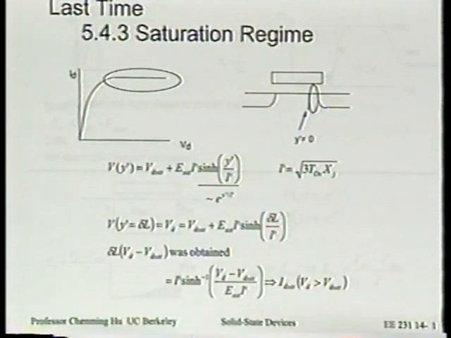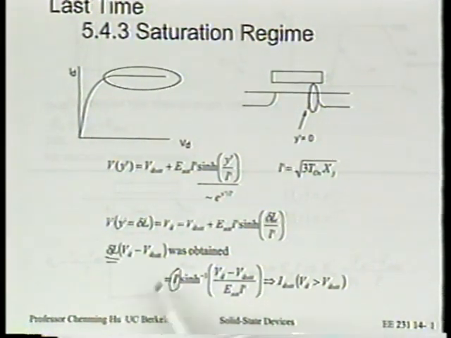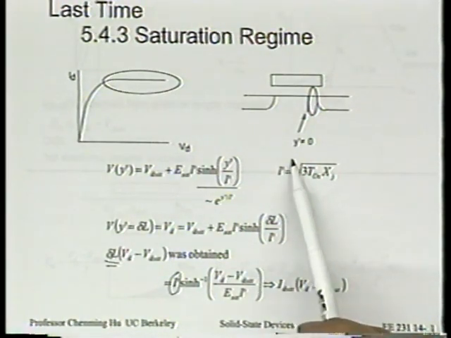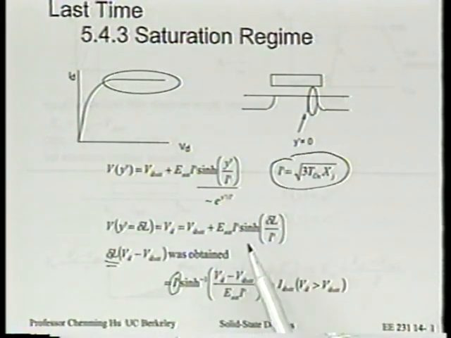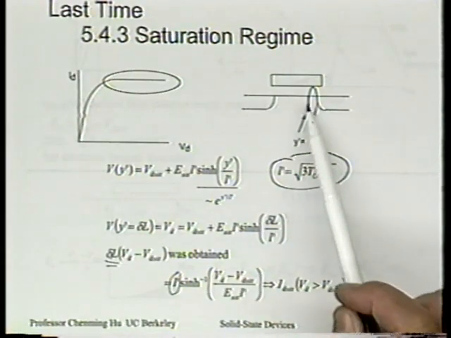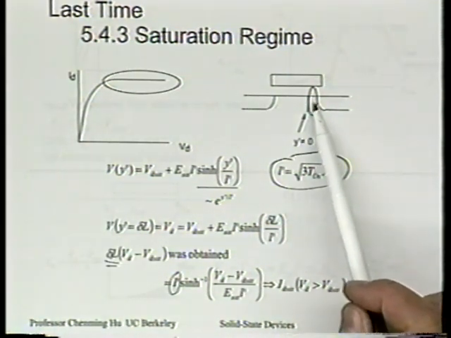electrical potential profile, and we found that the length of the depletion region is a function of VD minus VD set. Specifically, it's equal to L prime times the hyperbolic sine, or arcsinh, of VD minus VD set over E set times L prime. And the main thing is that delta L is proportional to L prime, whereas L prime is the characteristic length of the exponential rise or fall of the electric field or potential.